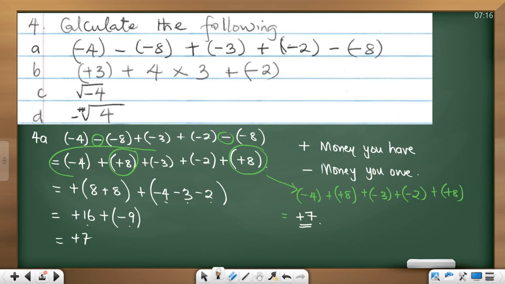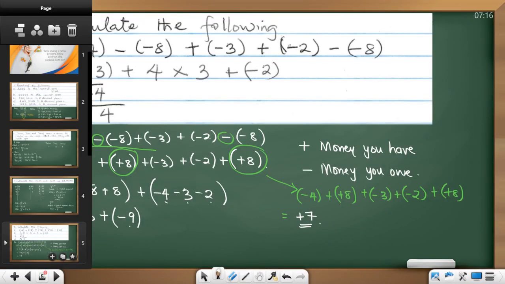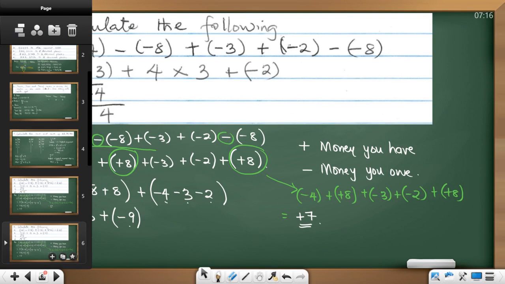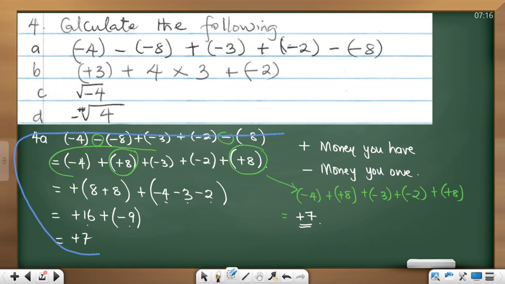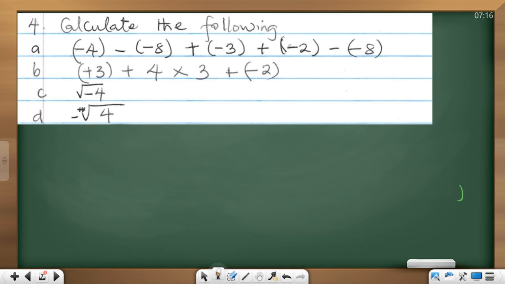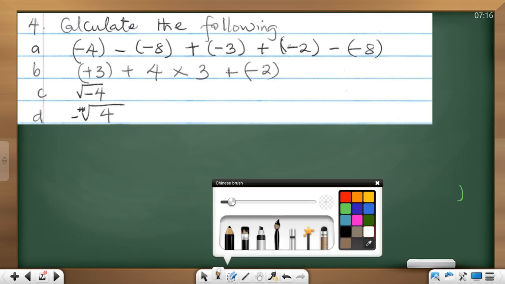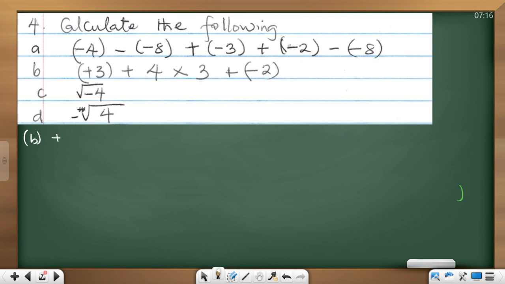Oh no, we still have a lot of questions there. What about B? Let me just reproduce this page. Okay, so we have B. Let's see quickly. I know you are marking B. Positive 3 plus 4 times 3. Now, this is using the rule of BODMAS. Where do we start solving from? We start from there. BODMAS.